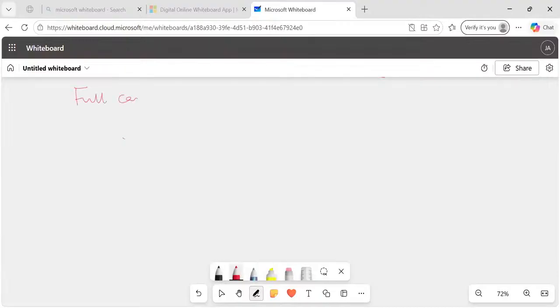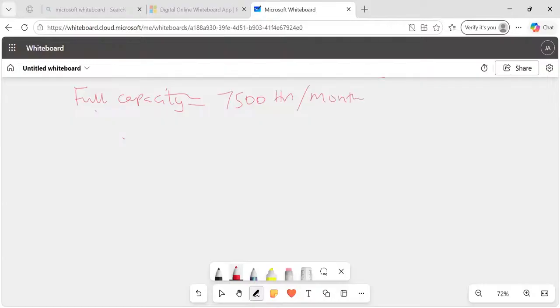We have here full capacity in terms of hours. How many hours do we have when operating at full capacity? 7,500 hours. And remember, this is per month.